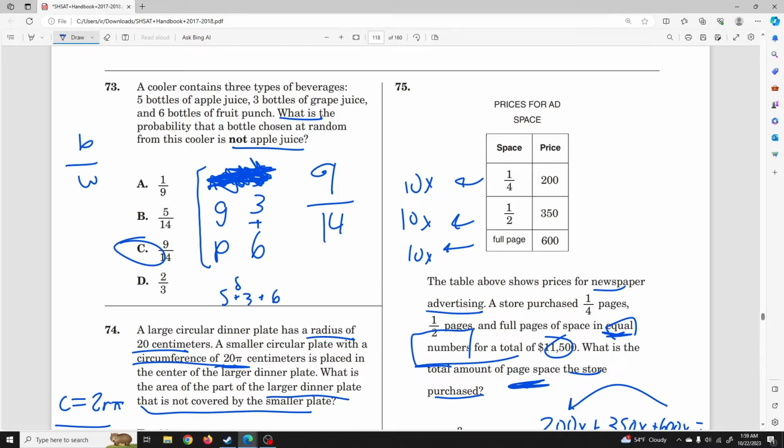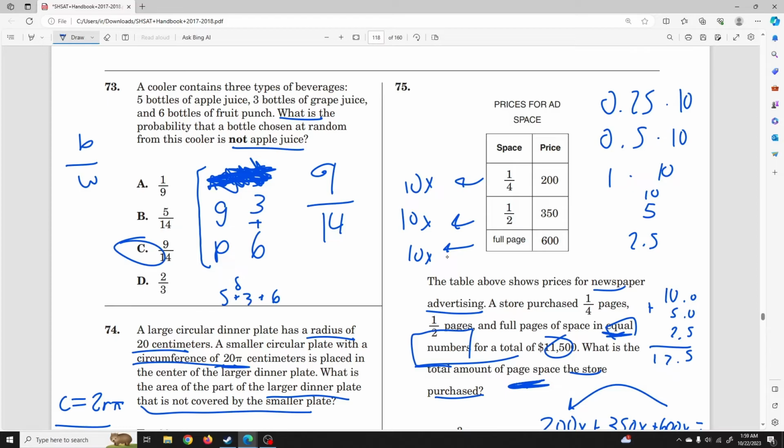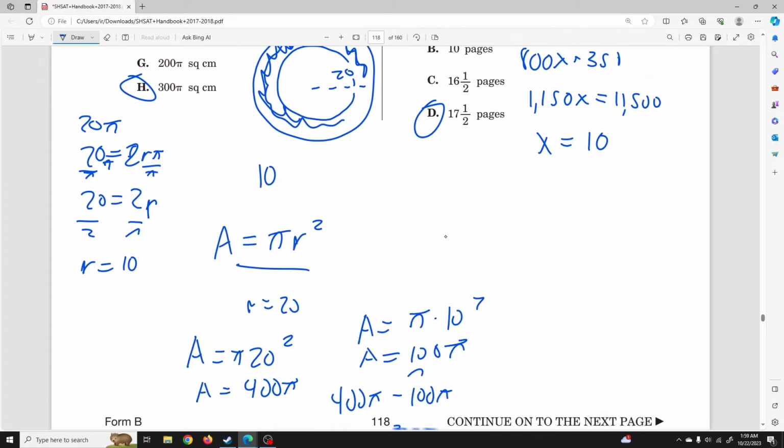So if they bought 1/4 10 times, 1/4 is equal to 0.25, 1/2 is equal to 0.5, and the full page is equal to 1. So 0.25 times 10 is equal to 2.5, 0.5 times 10 is equal to 5, and 1 times 10 is equal to 10. So let's just add these numbers together. 10 plus 5 plus 2.5 is equal to 17.5, or 17 1/2.